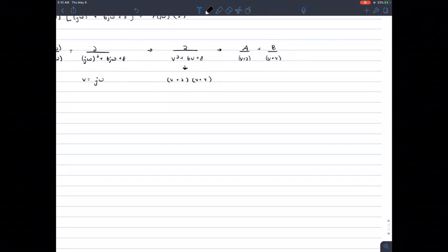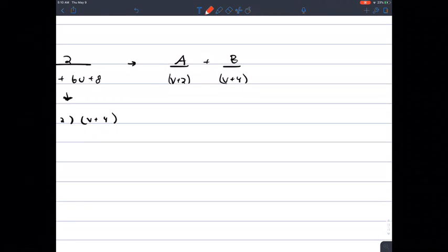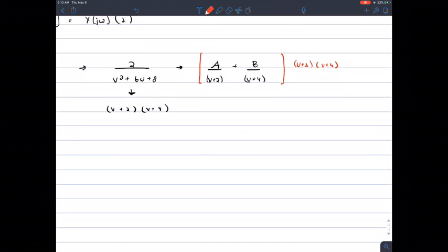Okay, so just in case some of y'all forgot how to do this, you multiply this whole thing by v plus 2 times v plus 4. Okay? Which will give you A times v plus 4.